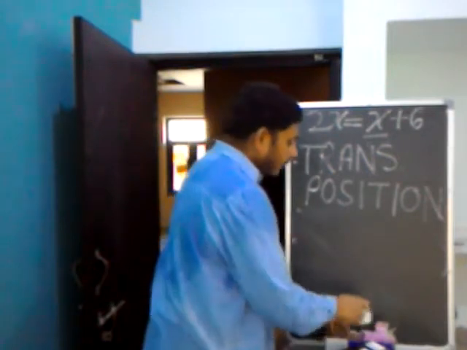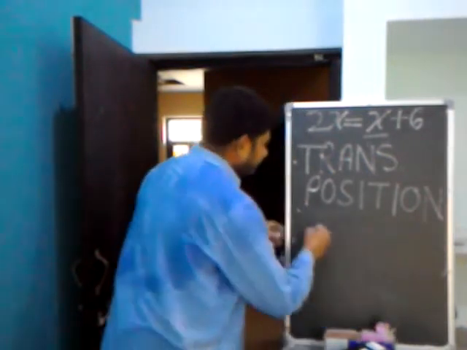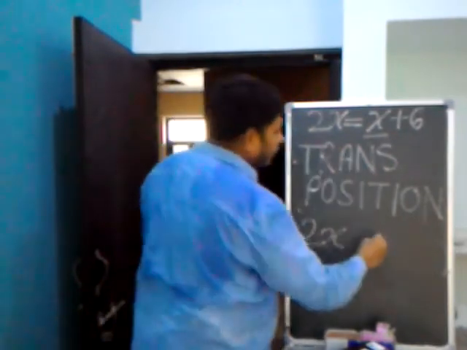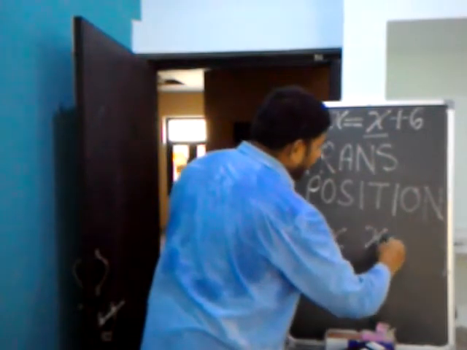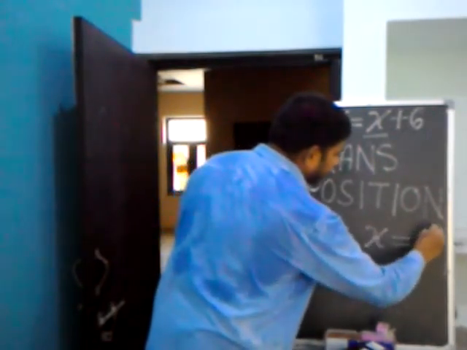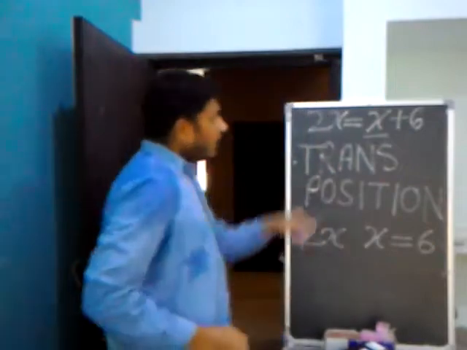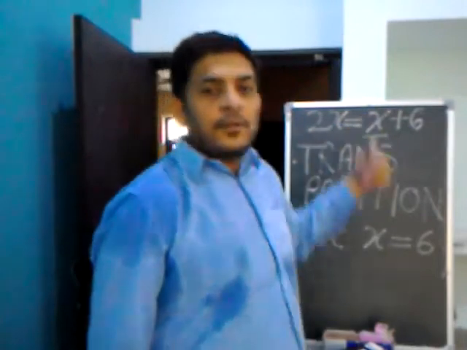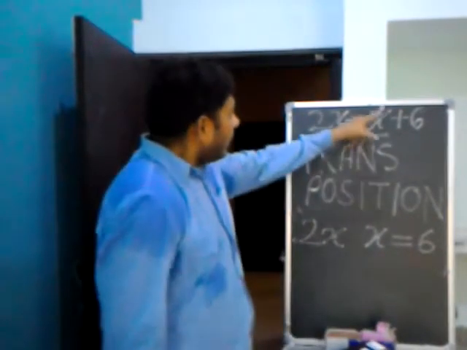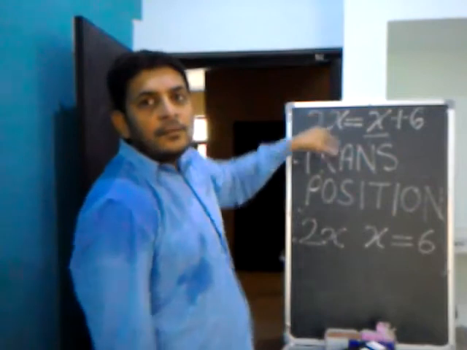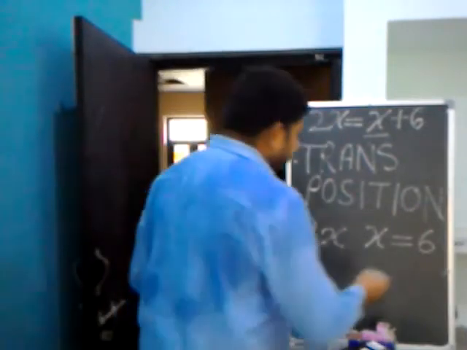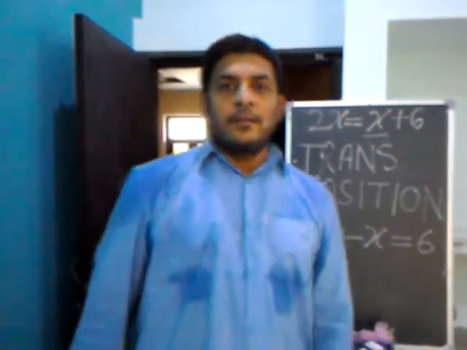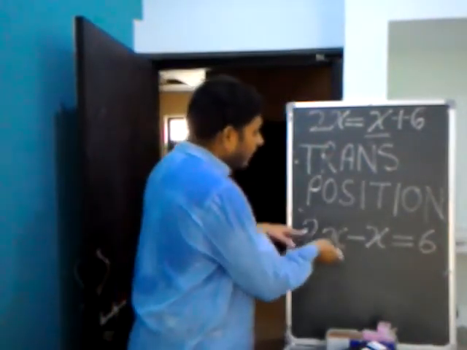So on transposition, what did I get? By the convention, I need to move x from the right side to the left side. There is no sign in front of x, so it is positive. It was being taken here, so the sign of this will become negative. Now what does it mean? Now 2x minus x.